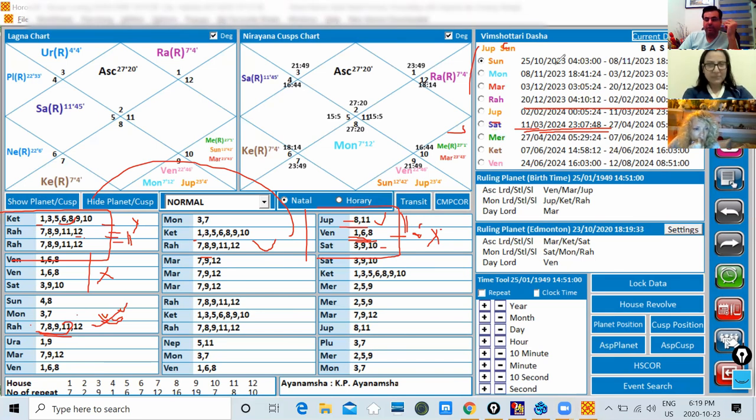Jupiter, Sun. Yes, it is a good combination. It can give you marriage. But let's talk about Jupiter, Sun and Moon. Moon is also showing 7-11. So these two periods, where the municipal government joins along with the provincial government or the state government, marriage can happen.